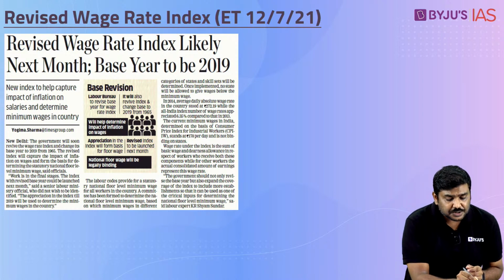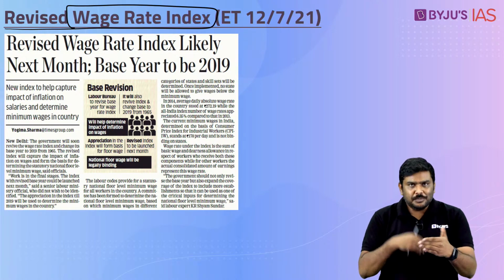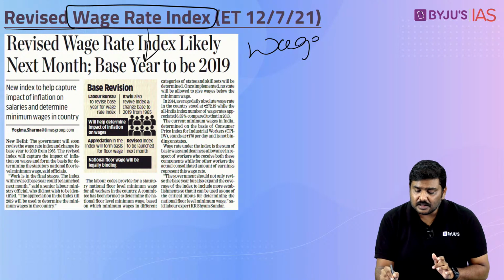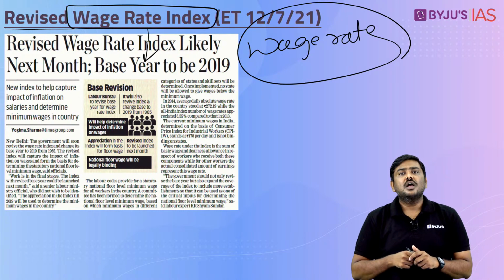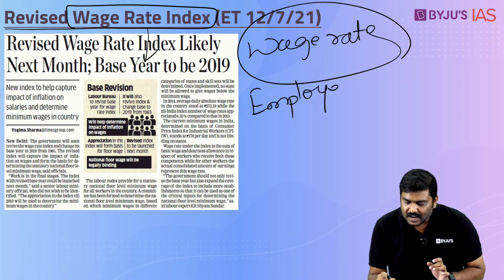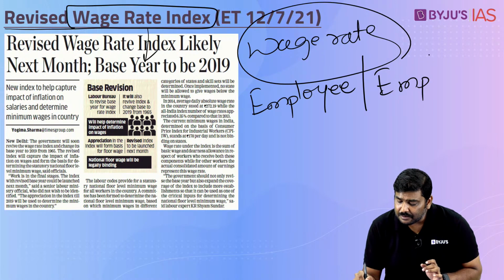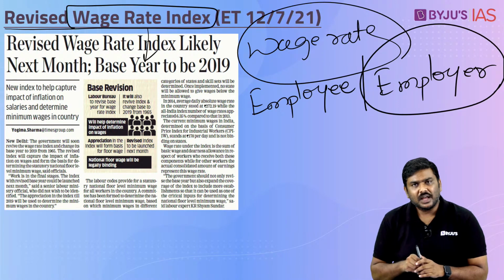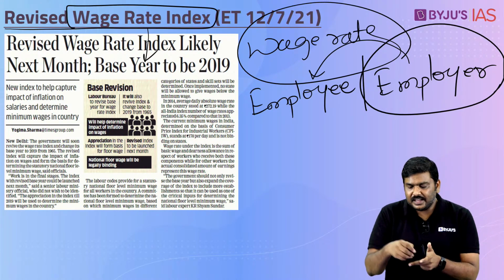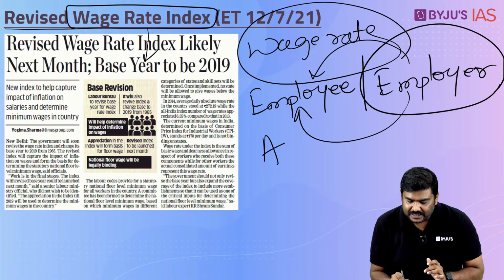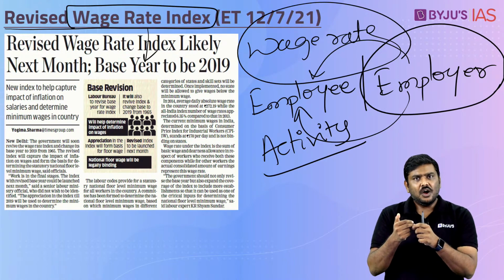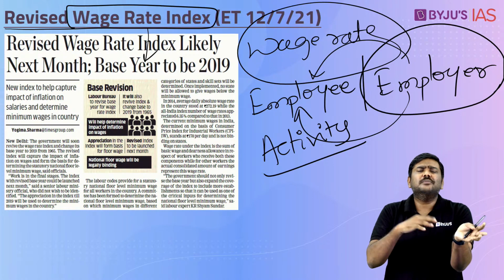Next article is with respect to wage rate index. Now before I discuss what is given in this particular article, what is the basic idea for wage rate? Let us understand the basics first, then we will connect it to current affairs. Wage rate essentially means here is an employee, he has been hired by an employer. So here is an owner or a company which has hired a particular employee, and when he is hired, he is obviously expected to perform certain activity, either in terms of number of hours or in terms of output. It can be either way.